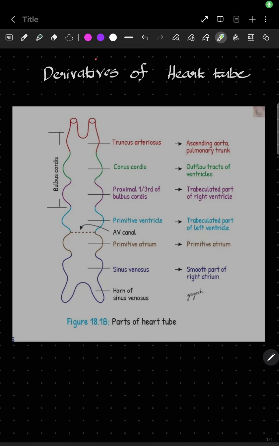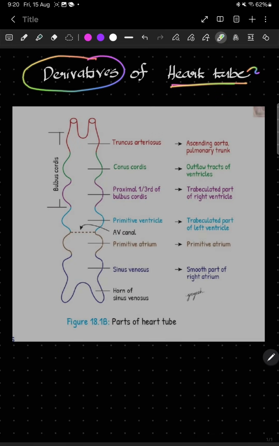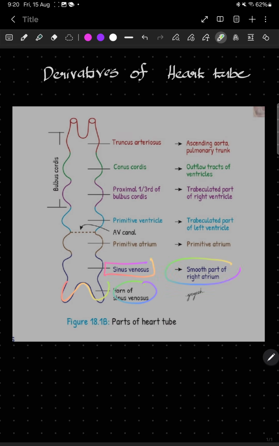Coming to the fate of the various parts of the heart tube, the different derivatives from each part. From the lower end, we can see the right and left horn of the sinus venosus. The sinus venosus will be converted into the smooth part of the right atrium, and this will be the posterior wall of the right atrium mainly.